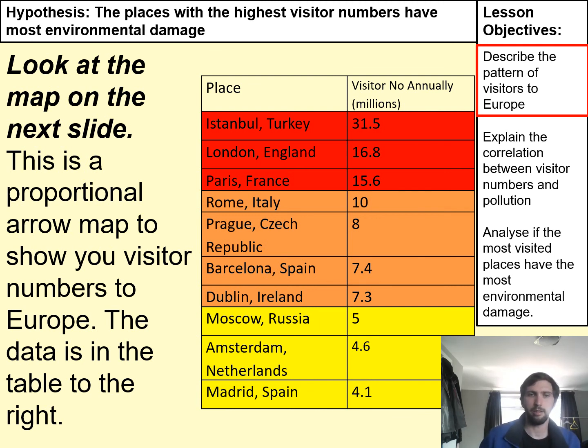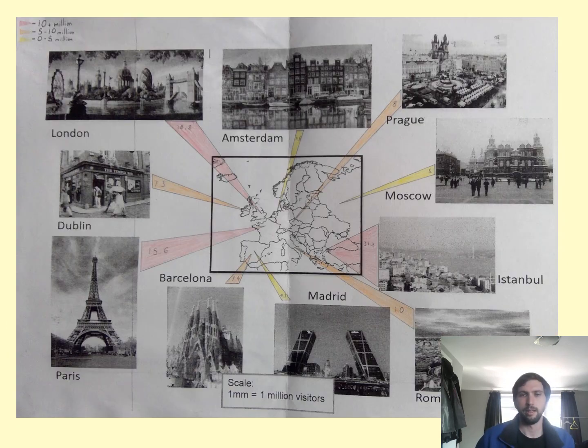Now on the next slide, there's what's known as a proportional arrow map, whereby if I flick to it now, you can see that from a picture of each city, there is an arrow which is proportional in size to the number of visitors they get, and therefore the arrow points to the location. So for example, Istanbul over here on the right hand side has the largest arrow because it has the largest number of visitors per year, or visited tourists per year. And you can see there's a small key up here in the top corner.